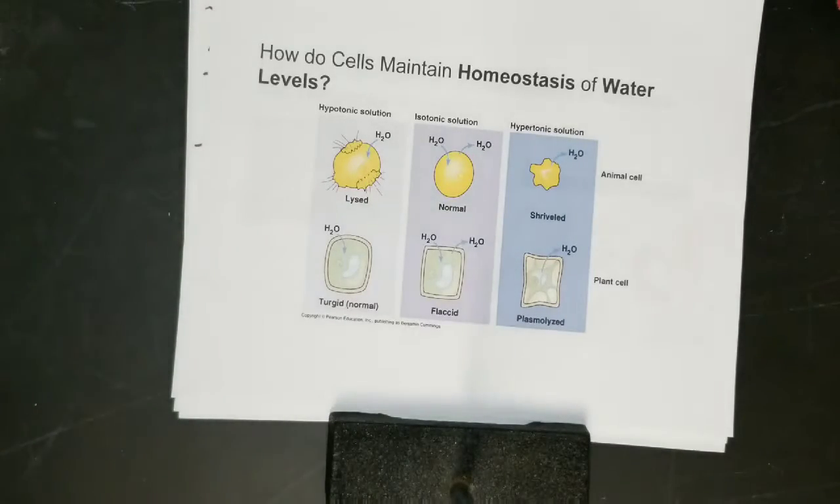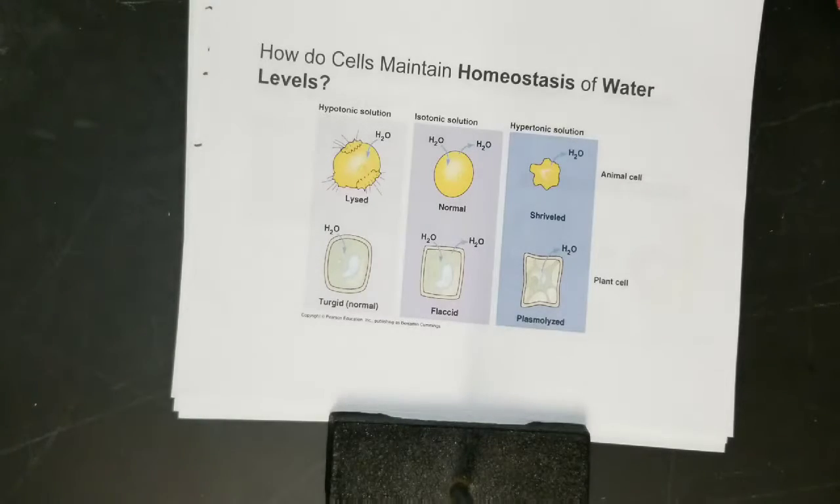Cells maintain a stable inside environment regardless of the outside conditions, and this is referred to as homeostasis. They can also do this with water levels inside of themselves. So, if a cell has a higher concentration of solutes inside itself, water will rush into the cell to try and balance out the concentration of both sides.